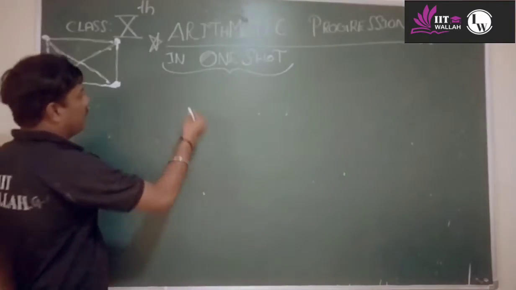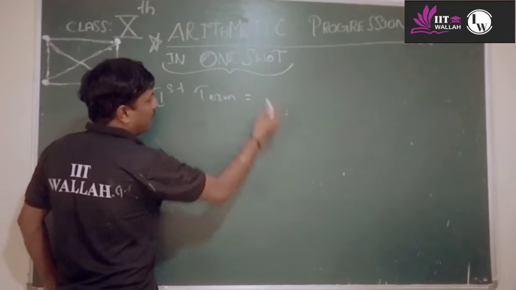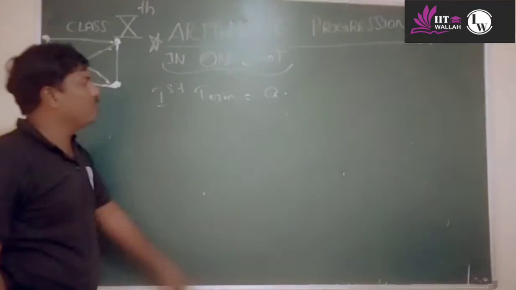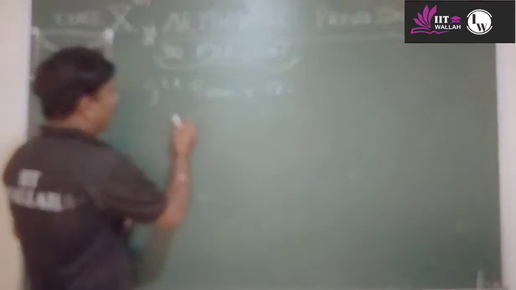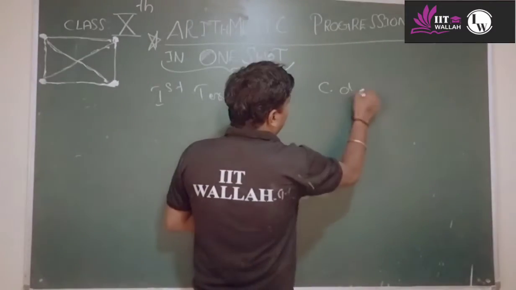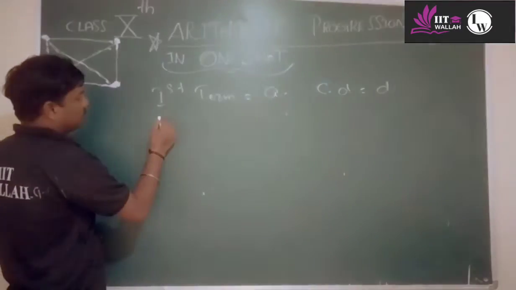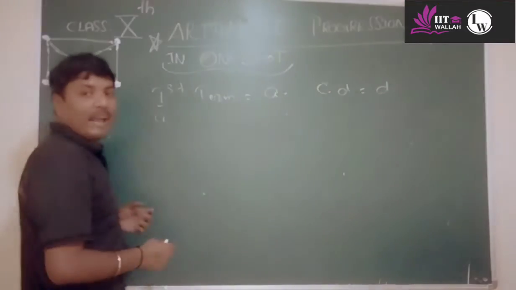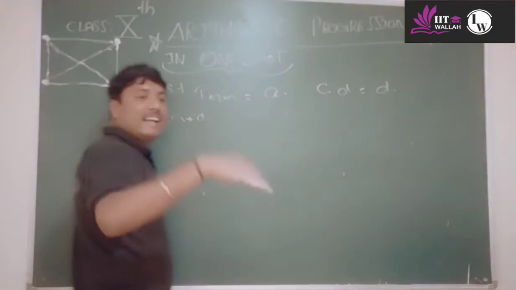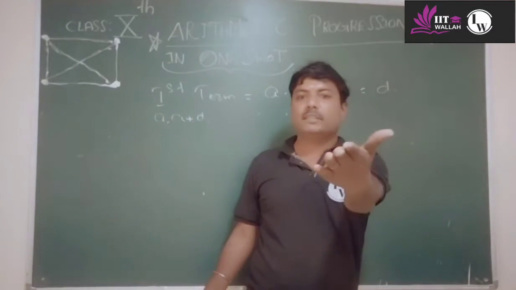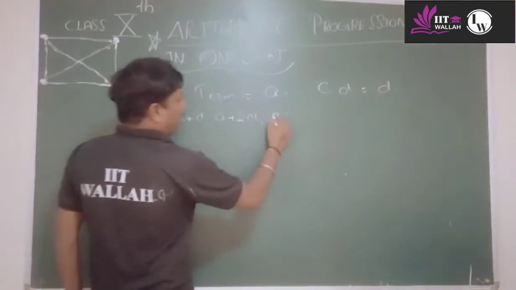Usually, we will use the letter A to indicate the first term, okay? And common difference D. So the first term of any AP is A. So can you say the next term? Yes, A plus D. Very good. The next term, can you say? Yes, A plus 2D. Very good. The next term, A plus 3D.